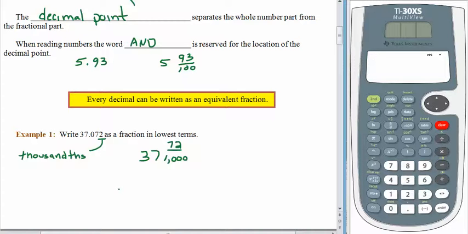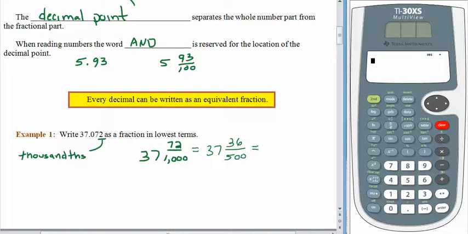1,000 is just 10 times 10 times 10. So if we're going to look for common factors, we care about the factors of 10, because those are the only things that could be common, which means all we're really looking for are 2's and 5's. So if we divided the numerator and the denominator by 2, we would have 37 and, well, let's see, 72 divided by 2 is 36. 1,000 divided by 2 is 500. Okay, that's better, but it's still not in lowest terms.